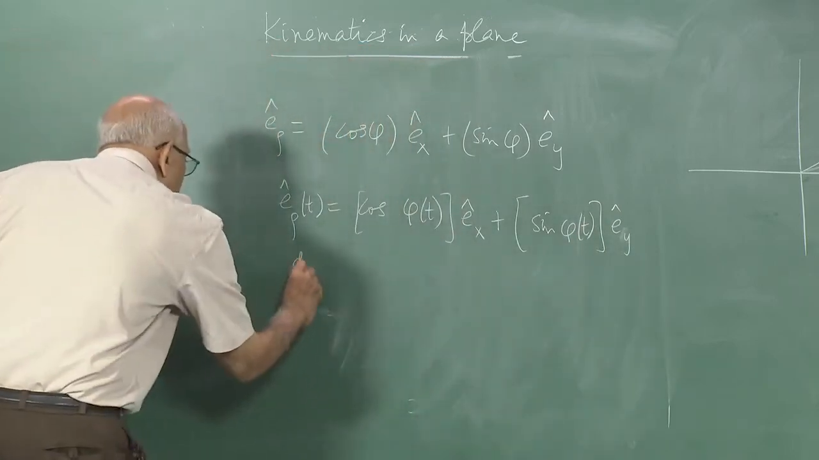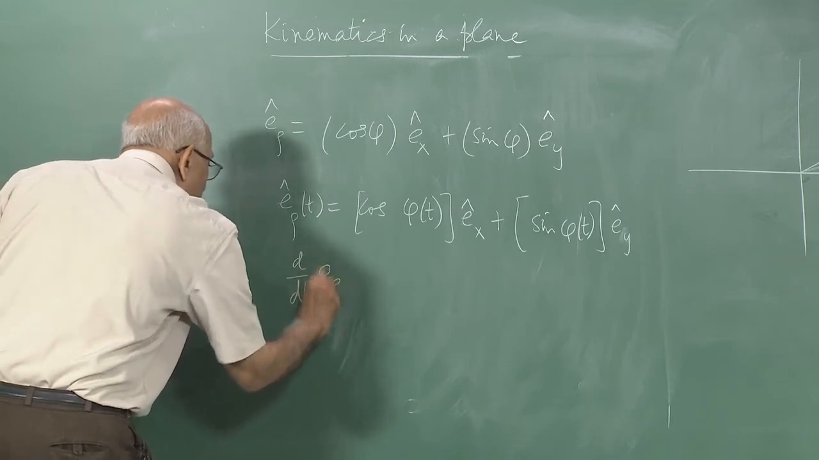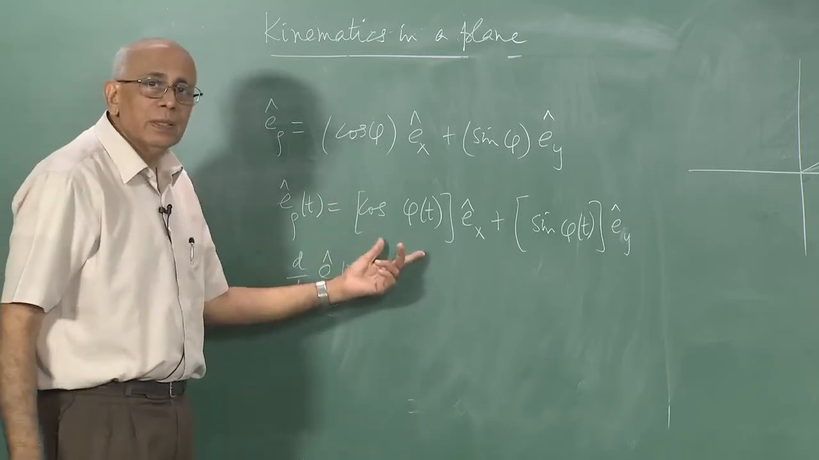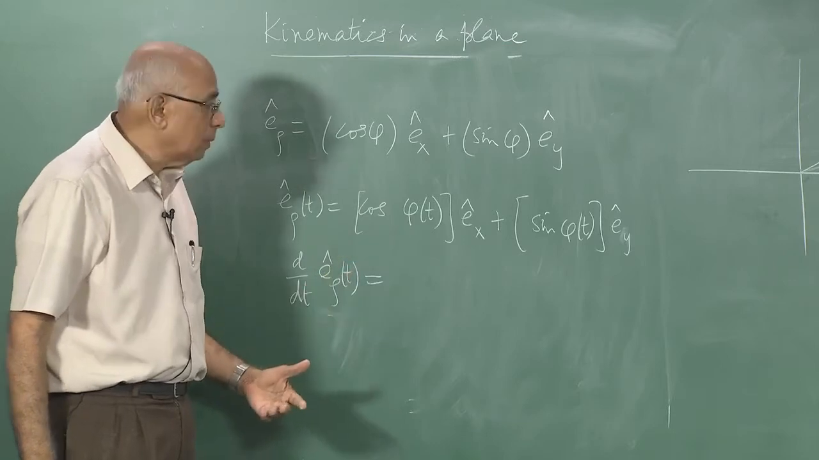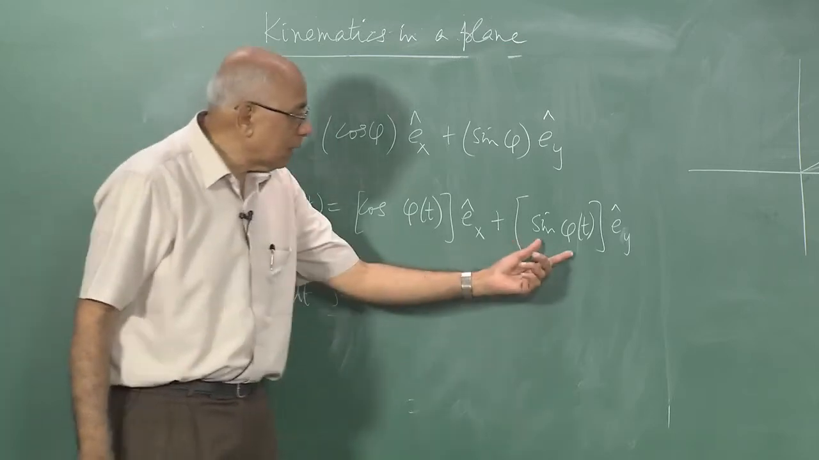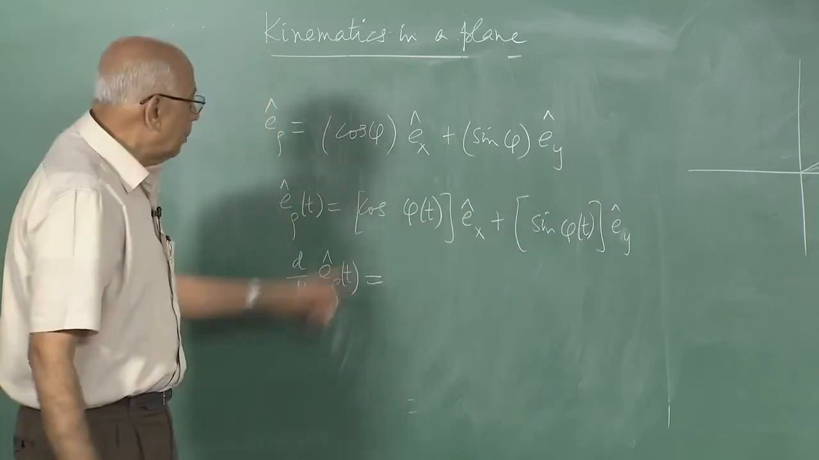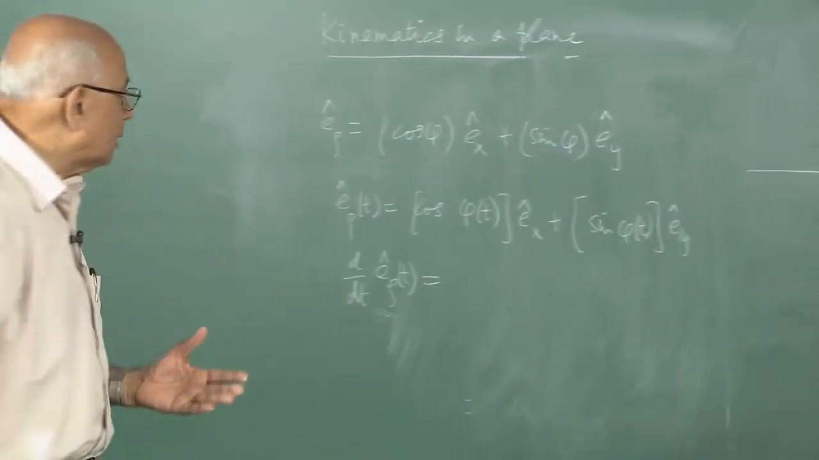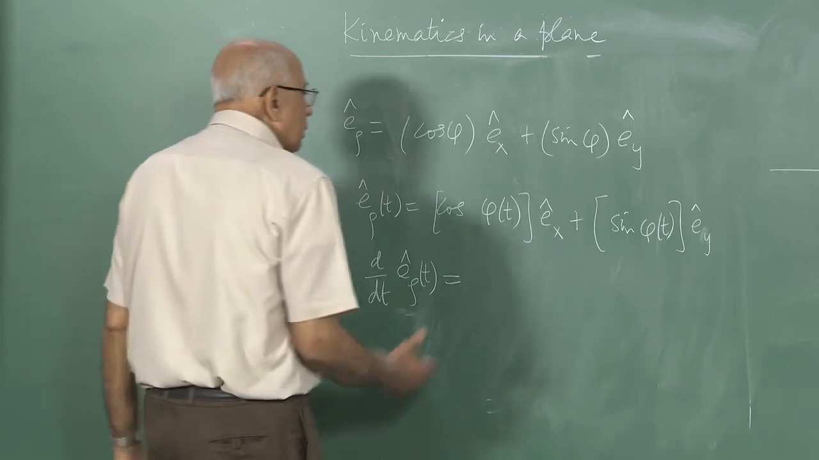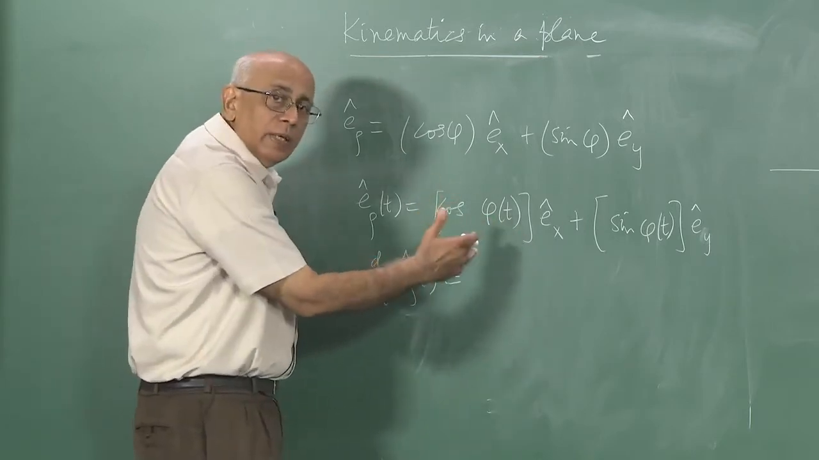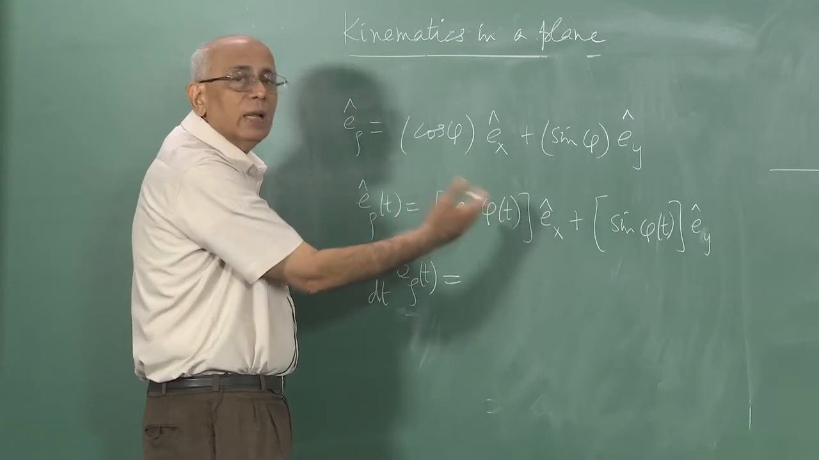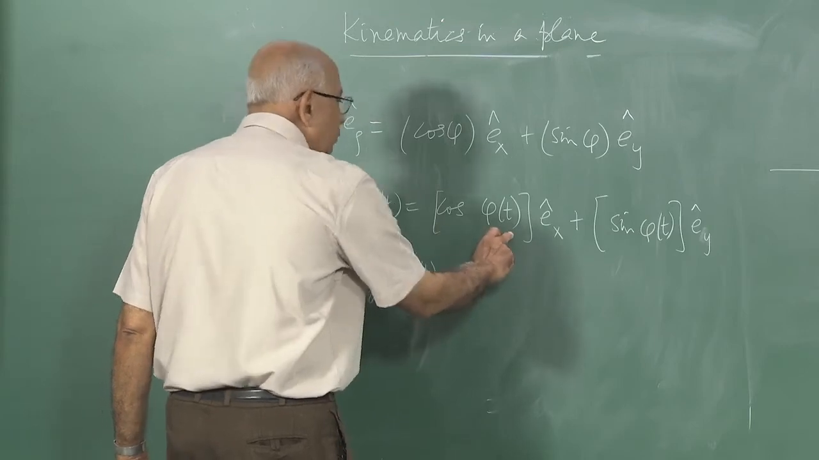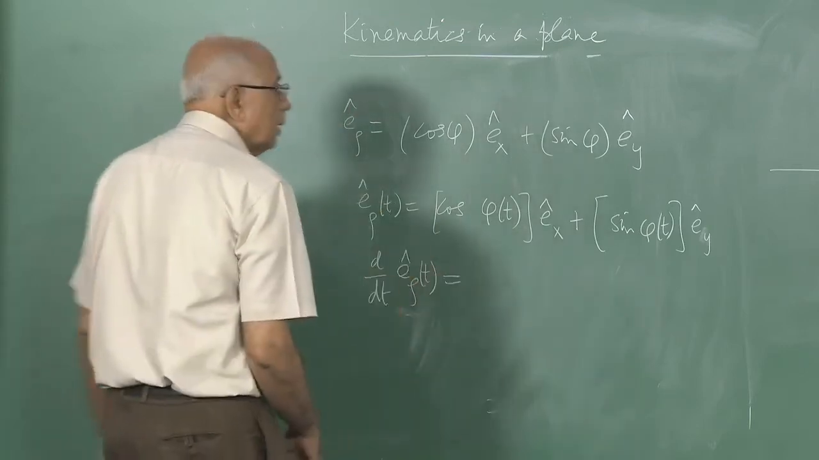Therefore, d over dt E rho of t is equal to the derivative of this function of time with respect to time times the same unit vector, plus the derivative of this function times the same unit vector. But for cos of phi of t, again it is a function of a function. You have t, then you have phi of t which is a function of t, and then you have cos phi of t which is a function of phi itself. So we know once again from the rule of calculus that it is the derivative of this function with respect to phi. So let me write that down separately.